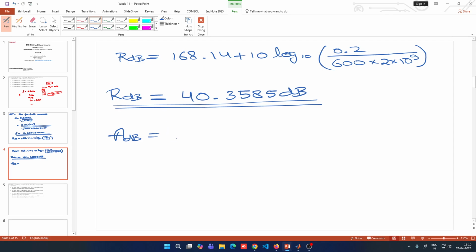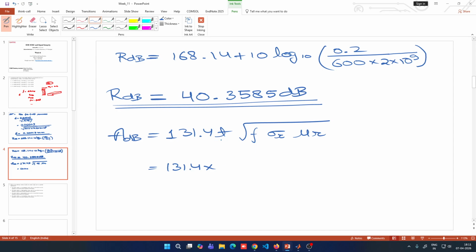So AdB for a far field is given by, I'm again directly writing the formula, 131.4 into T. So here only the thickness part is coming in the absorption. Into T, where T is the thickness of the metal sheet, which is given as 3 millimeters, multiplied with under root F, frequency, sigma r into mu r.